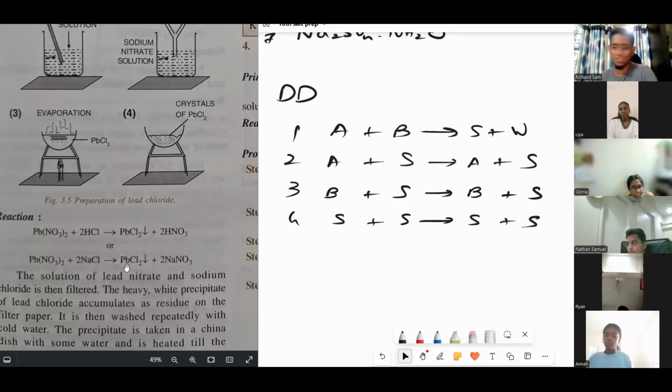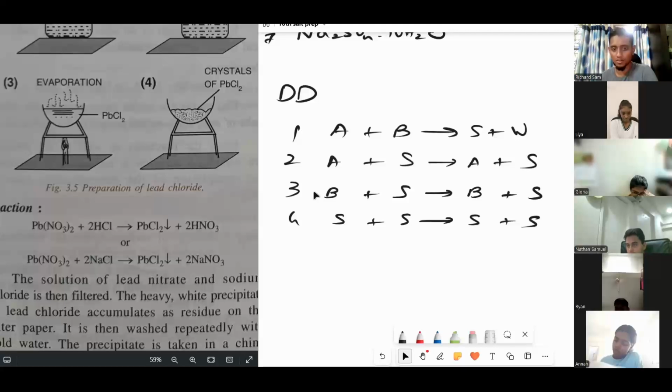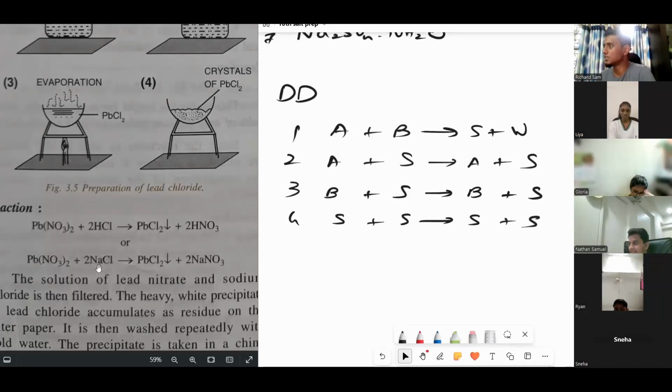The second reaction to prepare PbCl2 is, come on, tell me, what type of a double decomposition reaction is this? Salt plus salt. You see, it's Pb(NO3)2, that's a salt, plus NaCl, that's a salt. How do you know it's a salt? What is the rule for a salt? Metal and non-metal. The metal should not be hydrogen, and the non-metal should not be OH. That's the only rule. Any metal you can take, and any non-metal.